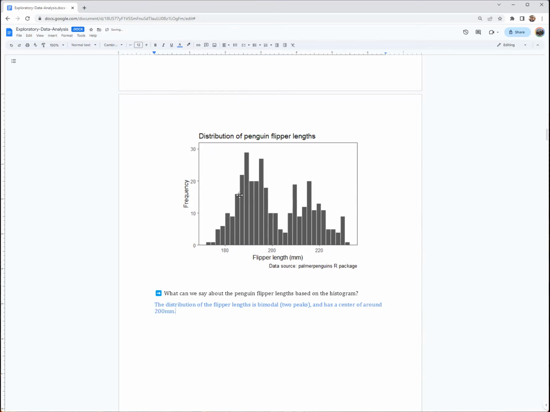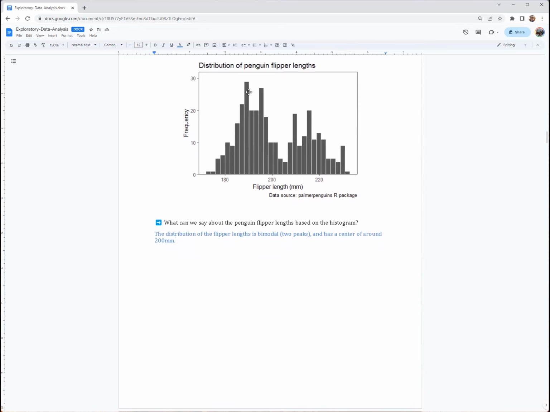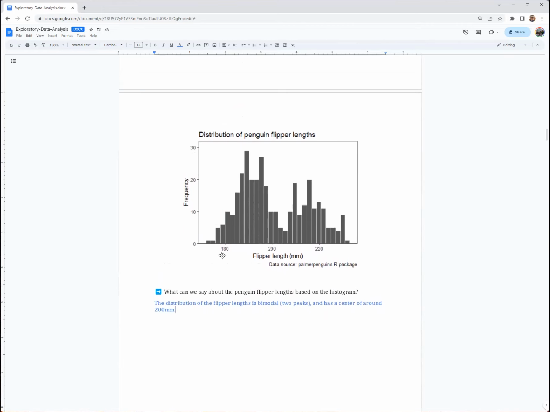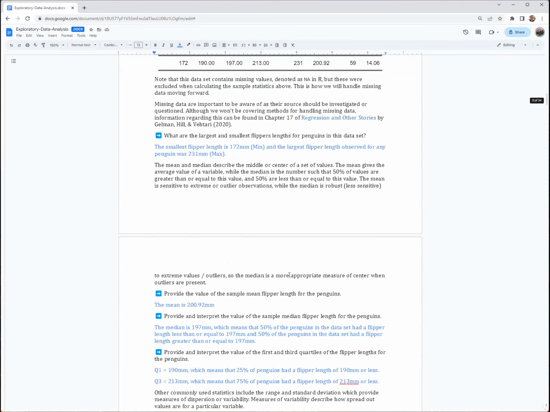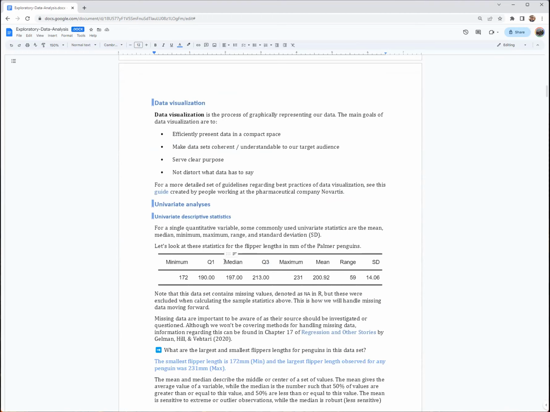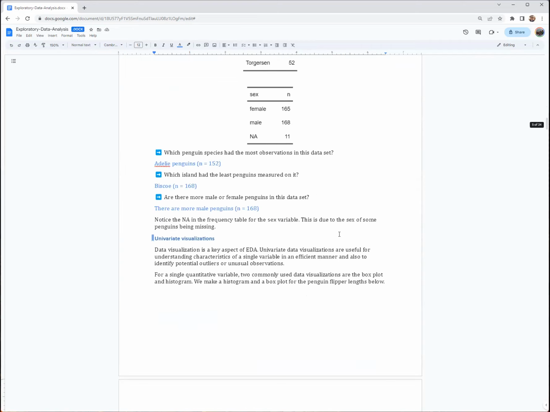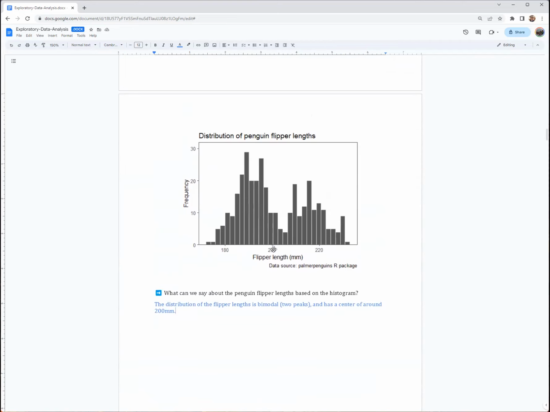So it's bimodal, it has two peaks here. And the middle, if we picked out the middle of the data set, it's somewhere here at this 200 millimeters. Okay, this peak is taller, so it would pull the middle a little bit more than this peak because it's shorter. So it would end up about 200 millimeters, which we recall back to the mean and the median from the numerical summaries. That's about where the mean and the median were. They were about around 200.